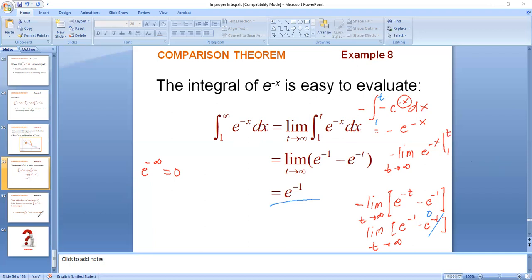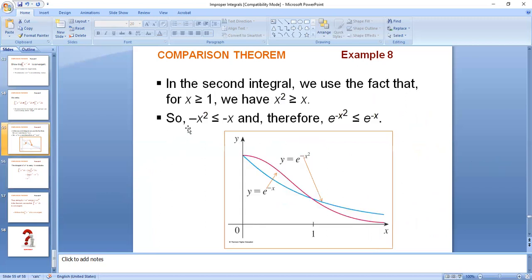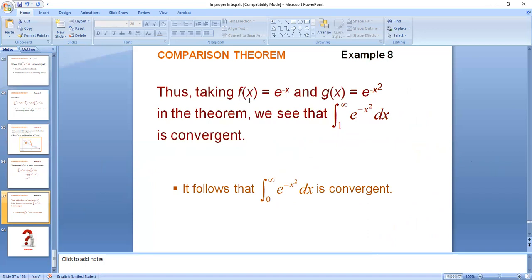Okay, last page. Like to erase my markings. So the integral of e raised to minus x is easy to evaluate. So that's what we evaluated. Because remember, you have two integrals to evaluate. One which is non-elementary and the other one which is elementary. Okay, so then what happens? This is the last. So thus taking the function of x as e raised to minus x and the g of x as e raised to negative x squared in the theorem, we see that the integral from 1 to infinity of e raised to minus x squared dx is convergent.